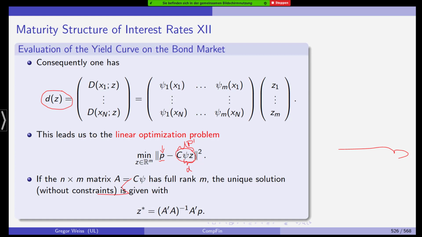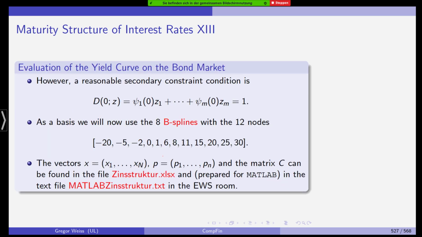Das ist die Optimierungsaufgabe. Now, if the matrix A equal to C times phi has full rank M, we do have a unique solution, and this one is given by Z star equals (A transpose times A) inverted, times A transposed and multiplied by P. So this is the usual least squares solution, and we can do this here.